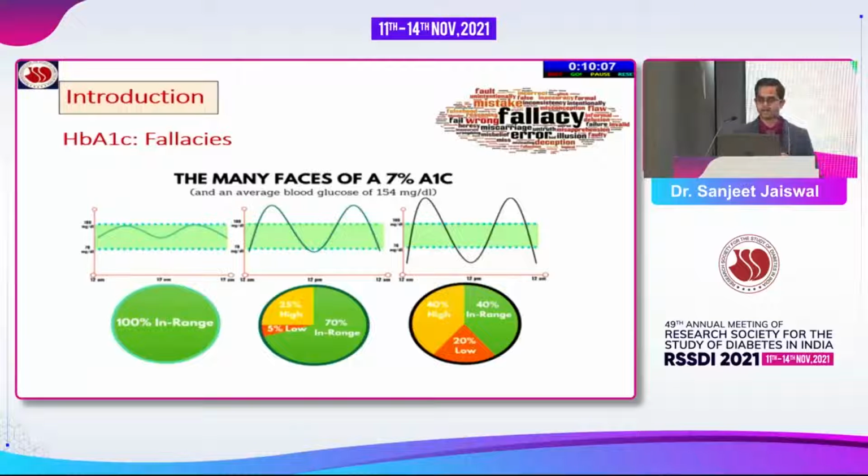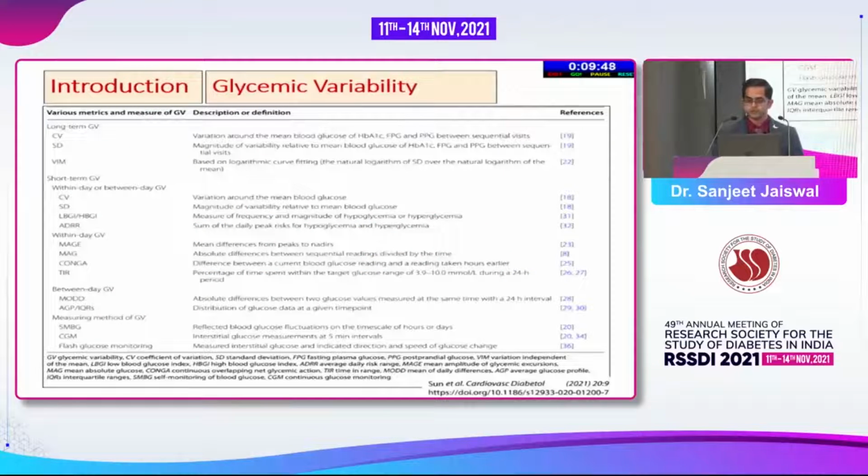As sir has already explained, HbA1c does not detect the variability. As we can see here, the HbA1c has many faces. For the HbA1c of 7, we can see in image 2 and 3 there is high variation. In image 3, there is a very high incidence of hypoglycemia. So to counter this problem with HbA1c, glycemic variability has come up in the last 50 years.